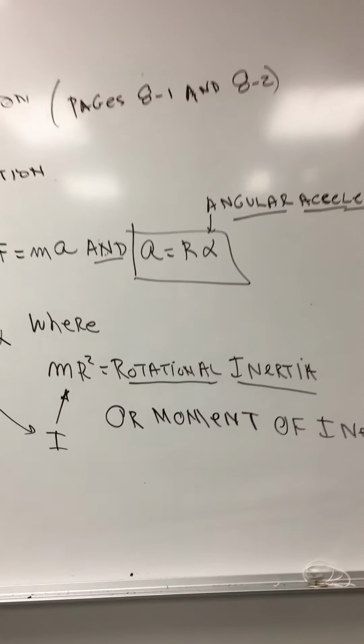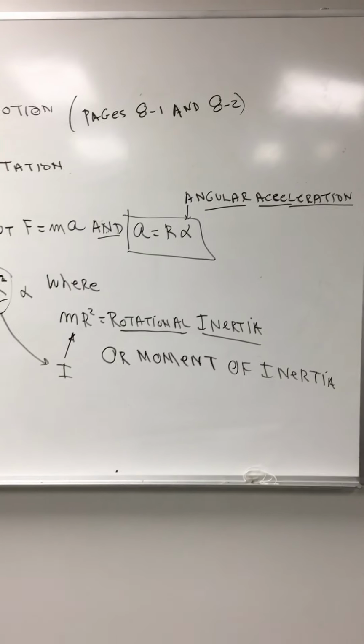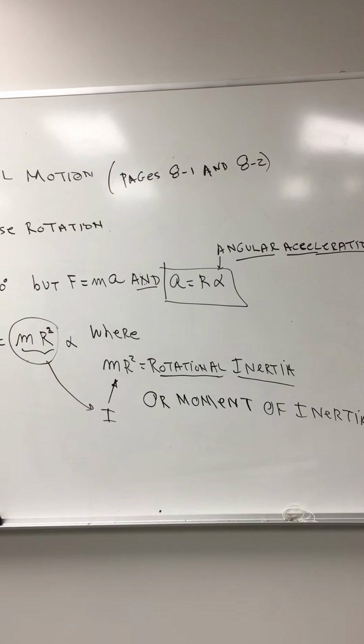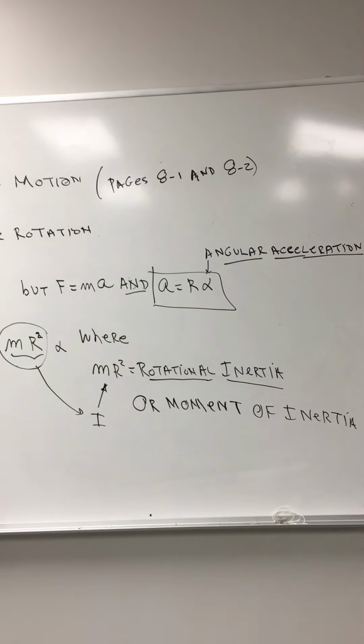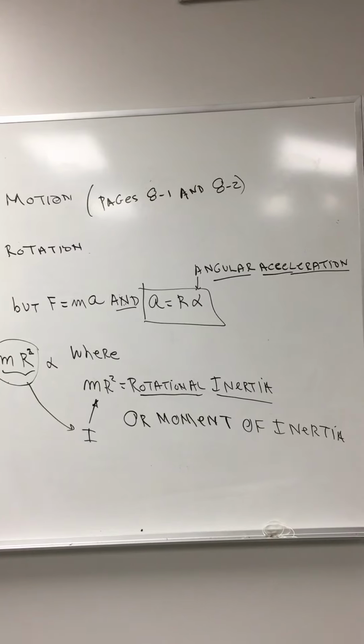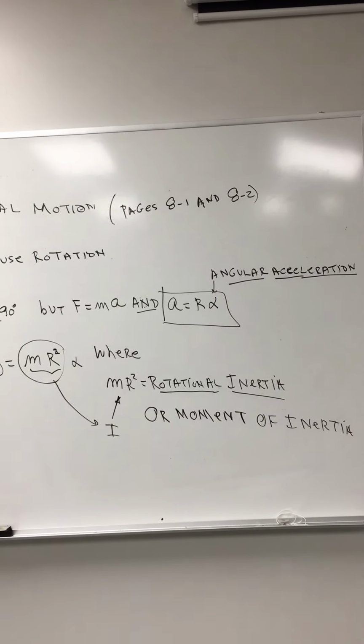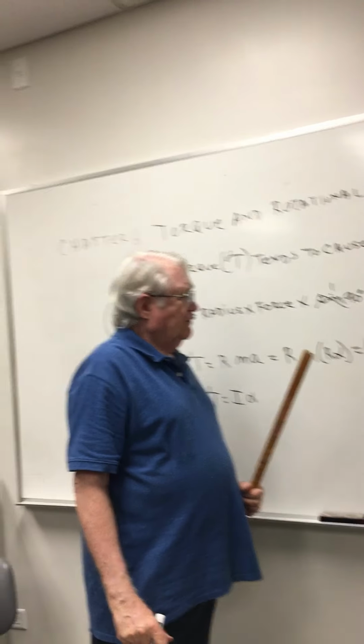So all objects which rotate have a tendency to resist rotation, mr squared. Now it also depends on the shape of the object. And this simple wheel I have right here, that's pretty close to the exact value. But if we have a sphere, like a bowling ball, then we have a different formula for that.